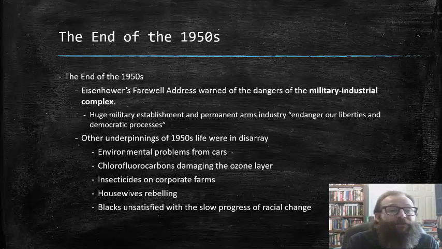Other underpinnings of 1950s life were also in disarray. Environmental problems from cars, chlorofluorocarbons damaging the ozone layer, insecticides on corporate farms, housewives rebelling from strict family and gender norms, and blacks unsatisfied with the slow progress of racial change.